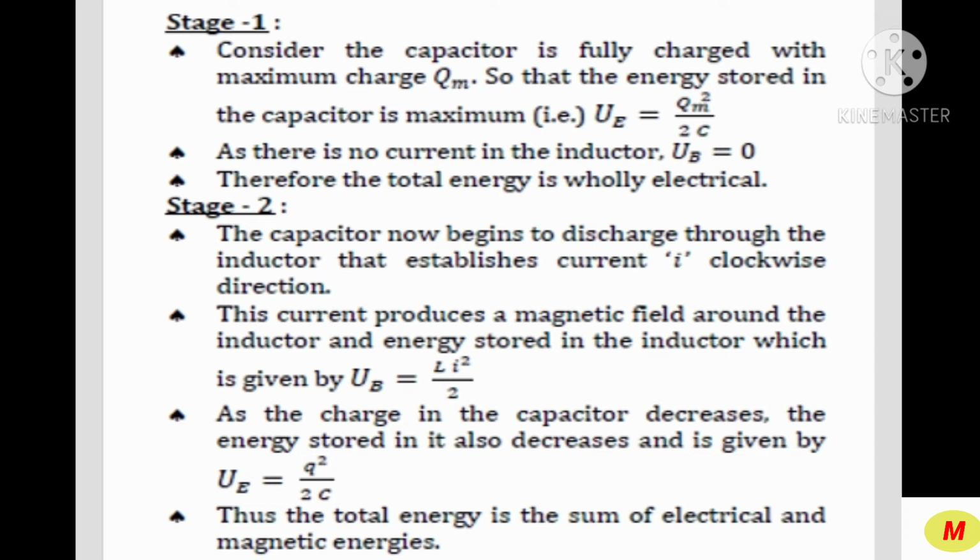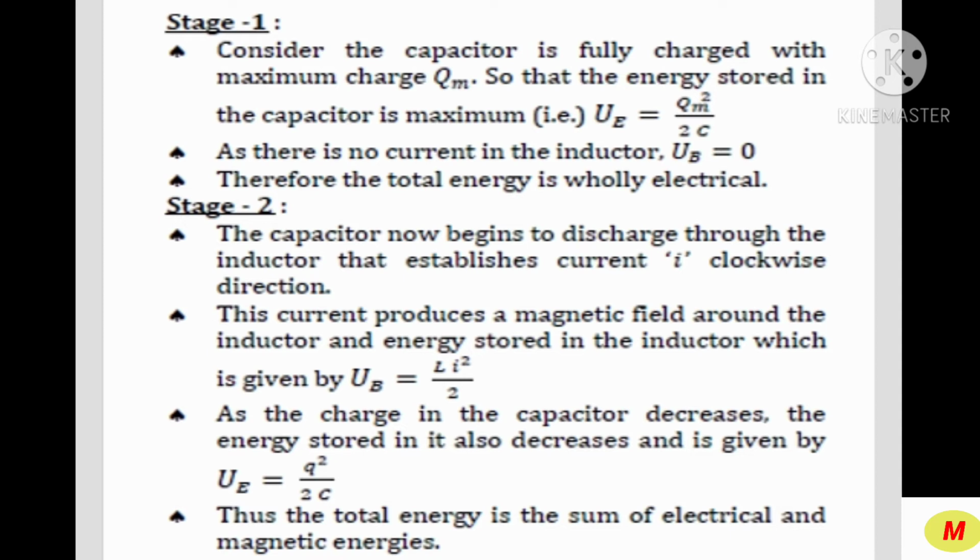As there is no current in the inductor, UB will become 0. Therefore, the total energy is wholly electrical. Next one is stage 2. The capacitor now begins to discharge through the inductor, which establishes the current I in clockwise direction. This current produces a magnetic field around, and the energy is stored in the inductor, given by UB equal to L i squared by 2.